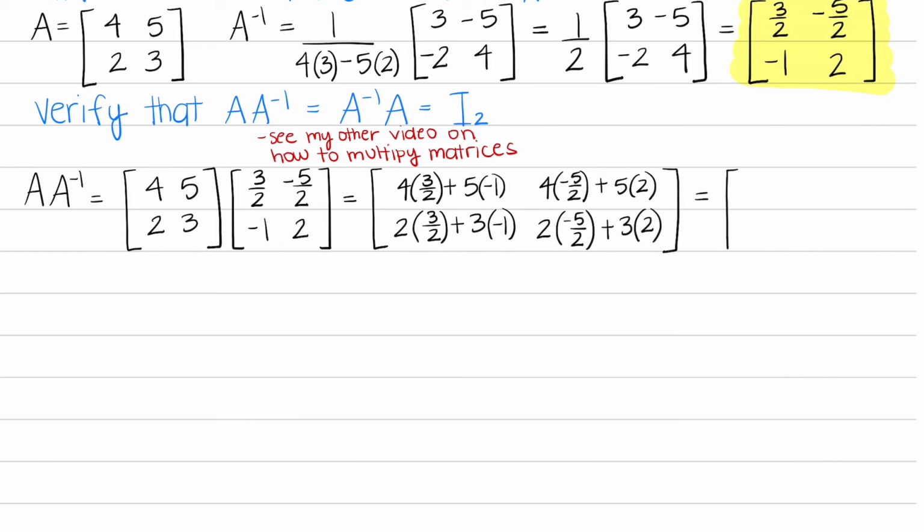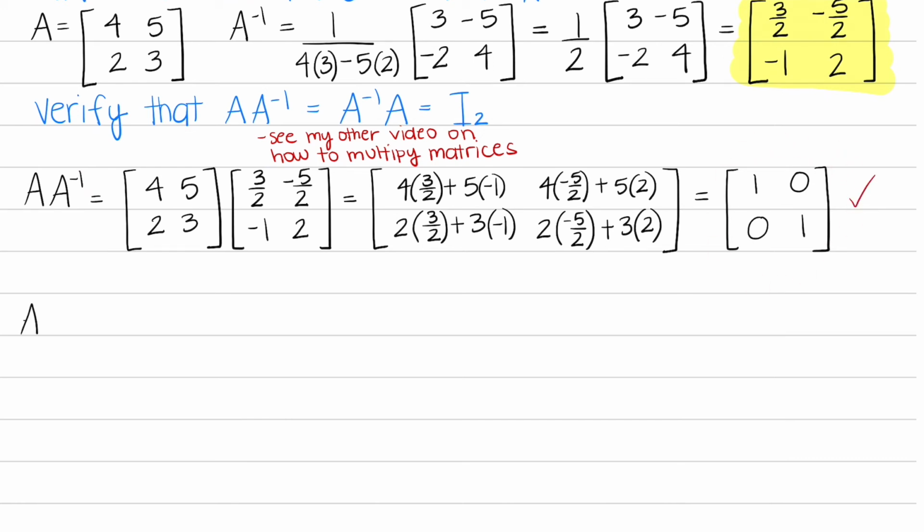Now let's reduce. 4 times 3 over 2 is 6, plus 5 times negative 1 is negative 5, so we're left with 1. 4 times negative 5 over 2 is negative 10, plus 5 times 2 is 10, so negative 10 plus 10 is 0. And 2 times 3 over 2 is 3, plus 3 times negative 1 is negative 3, so 3 minus 3 is 0. And 2 times negative 5 over 2 is negative 5, plus 3 times 2 is 6, negative 5 plus 6 is 1. So now we can confirm that A times A to the negative 1 is the identity matrix.